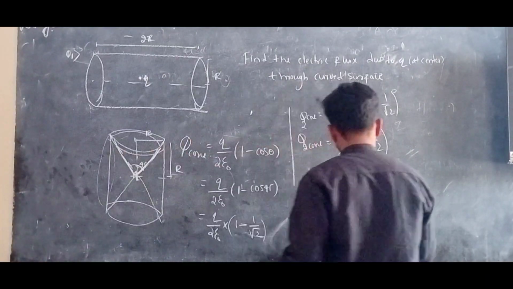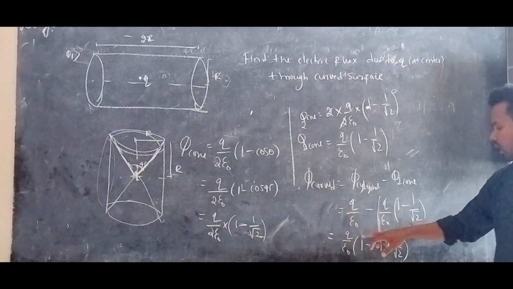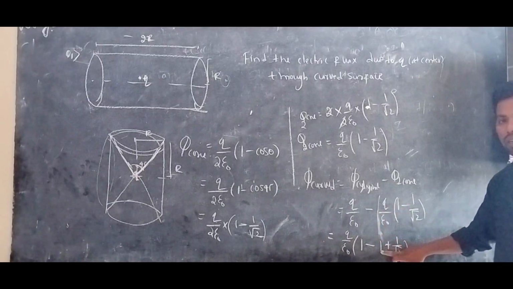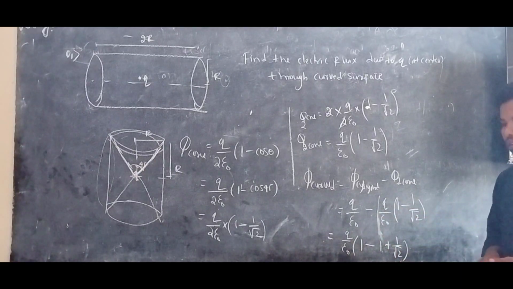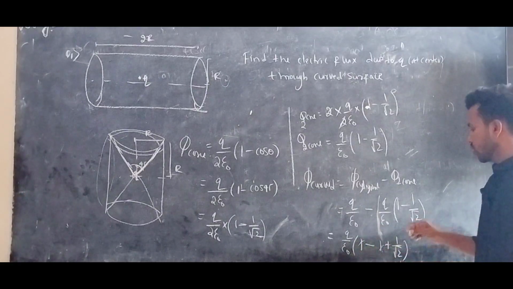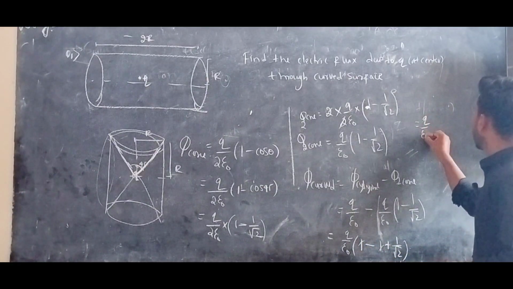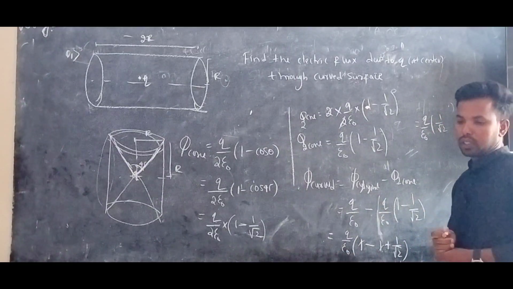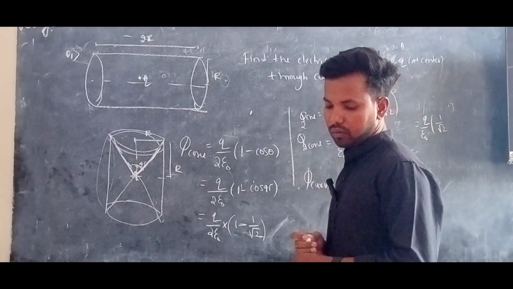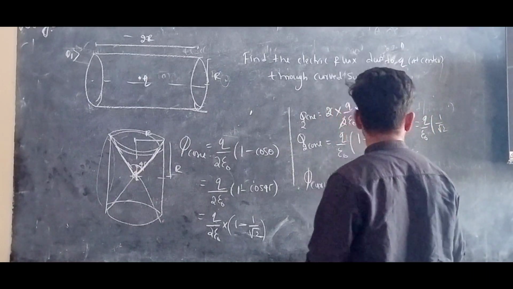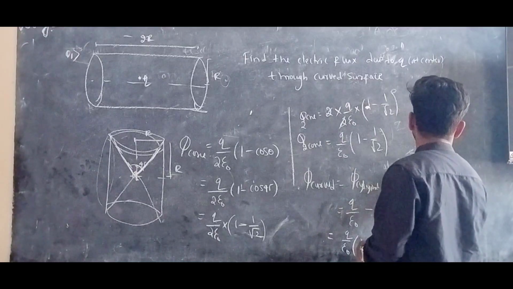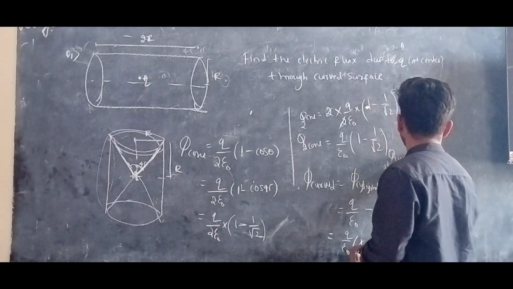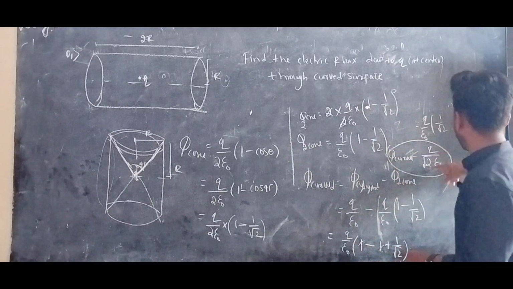Q by epsilon naught comes outside. Here there is a 1, and here minus 1, and minus into minus becomes plus. The 1 and minus 1 cancel, leaving q by epsilon naught into 1 by root 2. So what is the answer? Q by root 2 epsilon naught. The flux on the curved surface, phi curved, is equal to q by root 2 epsilon naught.